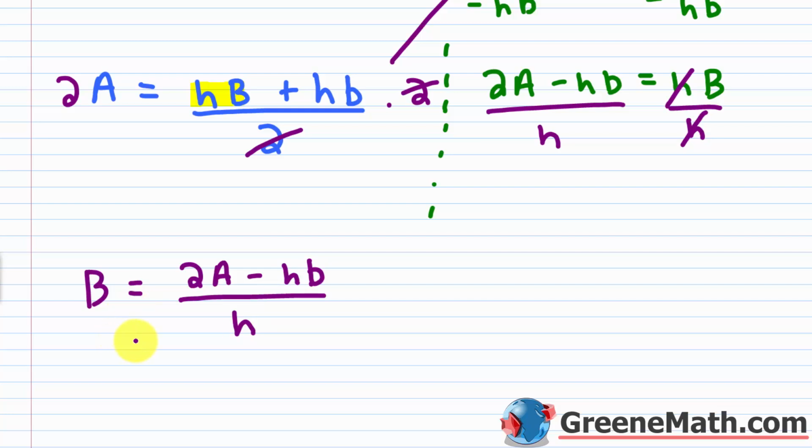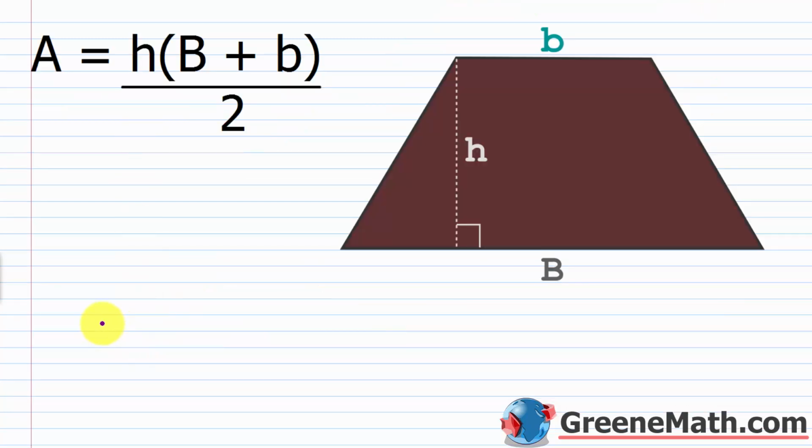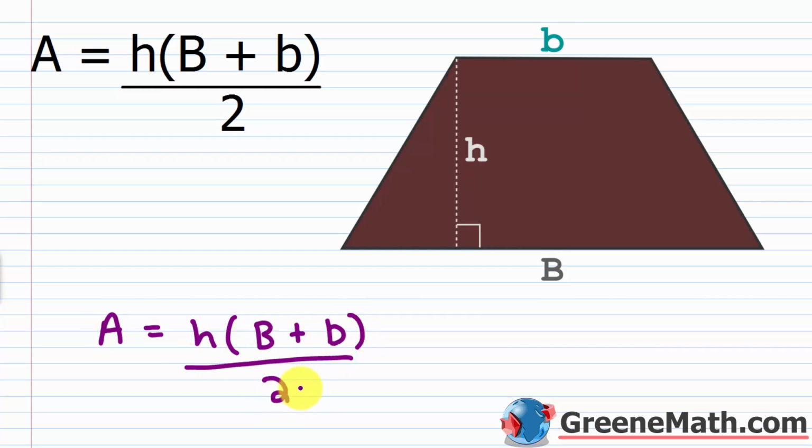If you wanted to solve it for lowercase b or you wanted to solve it for H, you would go through the same thought process. So let's go ahead and solve this for H. Let's erase everything. Again, we'll rewrite this formula down here. Area, or A, is equal to H times the quantity uppercase b plus lowercase b, and this is over 2. How can I get H by itself?